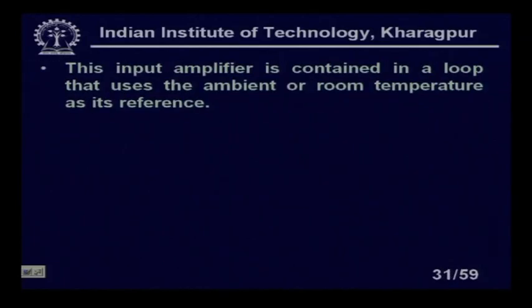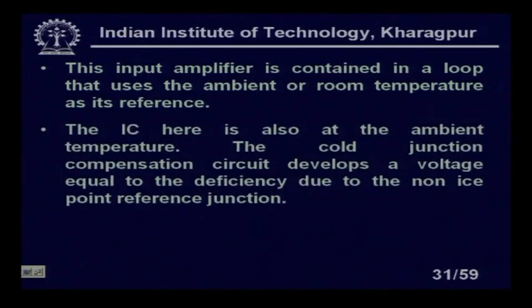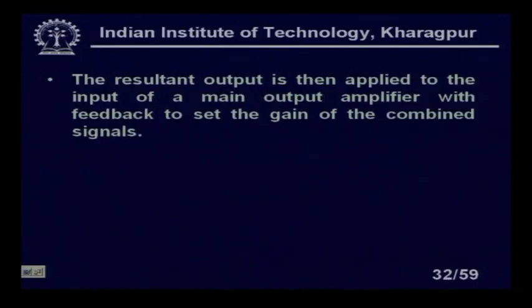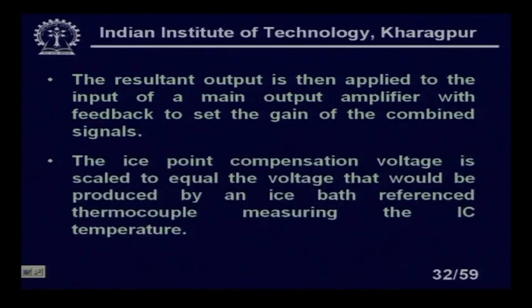The input amplifier is contained in a loop that uses the ambient or room temperature as its reference. The IC here is also at the ambient temperature, and the cold junction compensation circuit develops a voltage equal to the deficiency due to the non-ice point reference junction. The voltage is then applied to a second preamplifier whose output is summed with the output of the input amplifier. The resultant output is then applied to the input of a main output amplifier with feedback to set the gain of the combined signals. I will show you all this in the circuit.